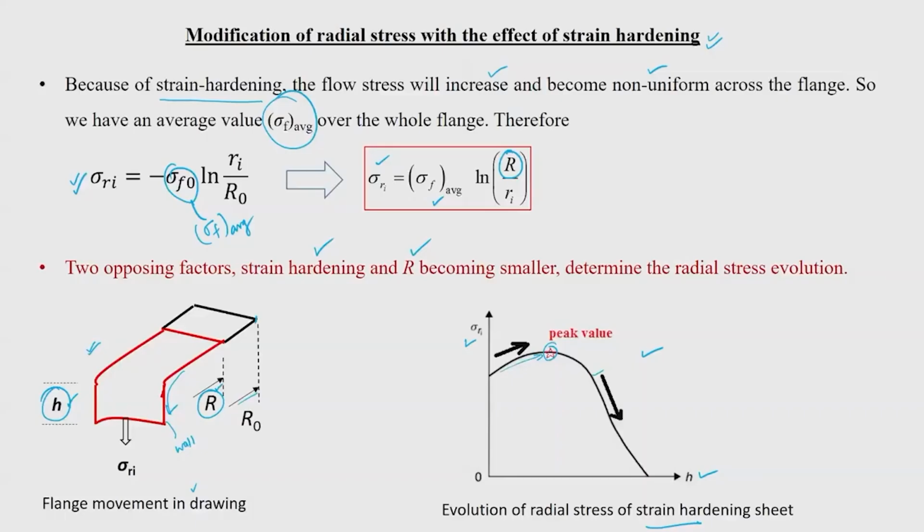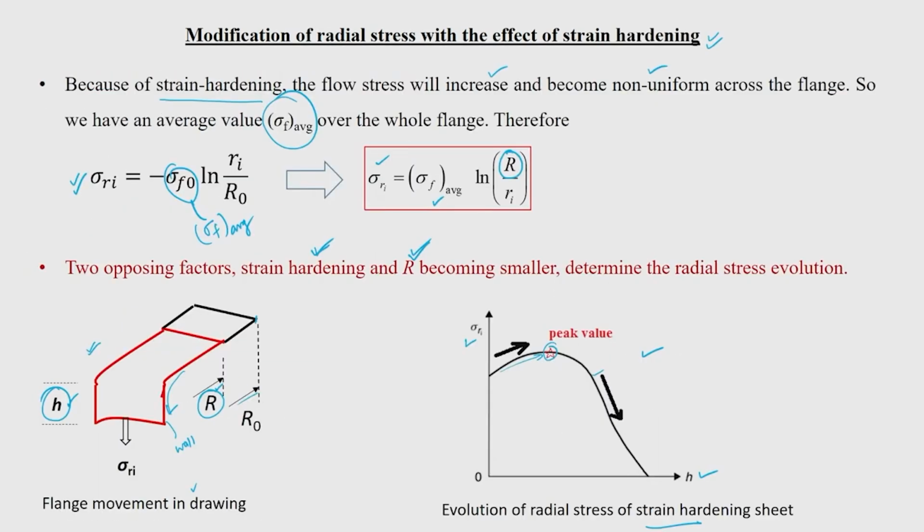Suppose the material is not strain hardening at all, then the radial stress would be larger at the starting itself, because the flow stress will not get updated after that. So naturally it will be higher at the starting itself. That is how it will be. But for a strain hardening material, this is a typical nature of your radial stress. It will increase for some time, and once you reach a peak value, it is going to come down. And these two factors, your strain hardening and R becoming smaller together, are going to determine this evolution.